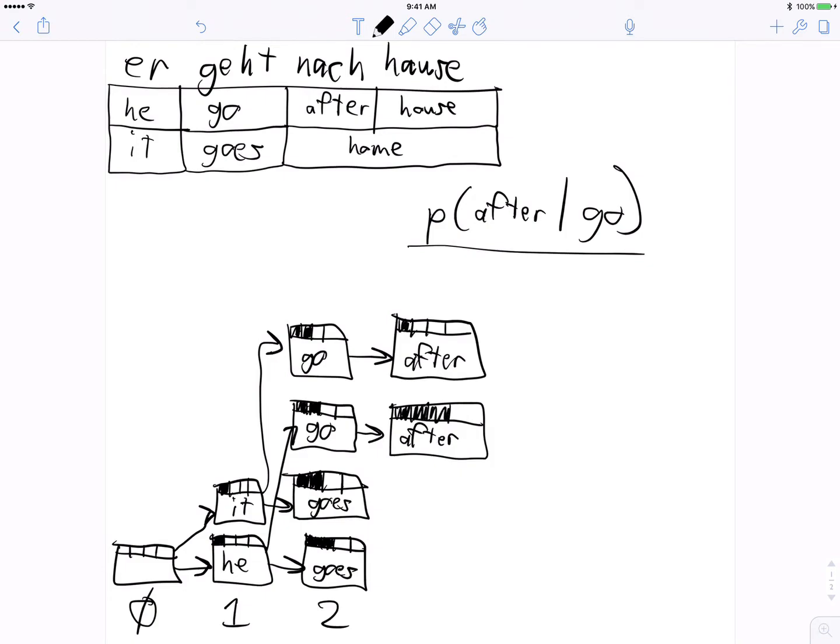Sorry, forgot to fill this in. Okay. What's the language model have to say about this point? Well, it is also going to ask, what is the probability of after given go? What is the probability of after given go?